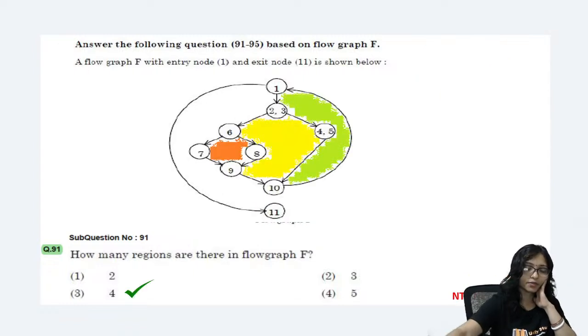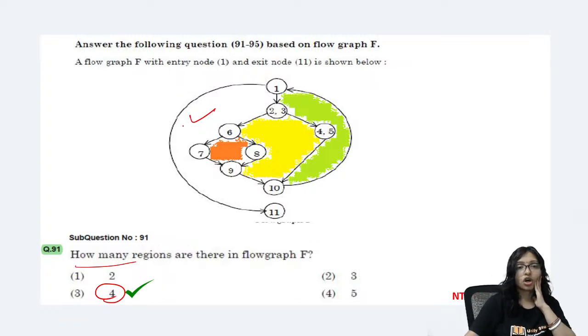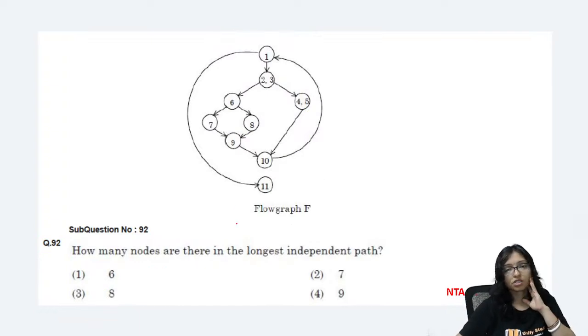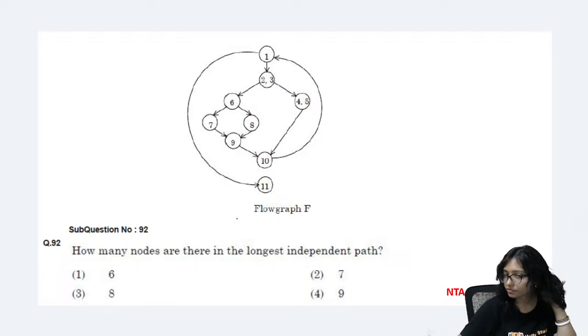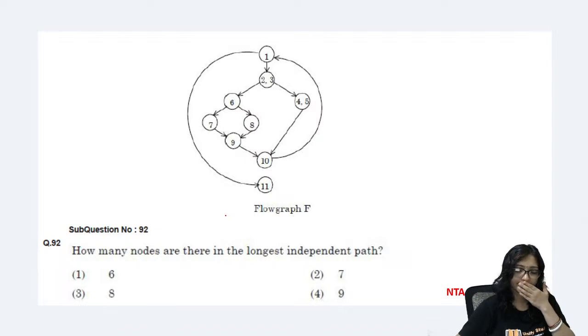Okay, option 3, 4. Yes, option 4 is the correct answer. How many regions? Just now you can check. Always count the outside also. Those who are telling 3 are wrong. Always count the outside also. Inner there are 3, outer there is 1, that is 4. Now do this. Do this one.